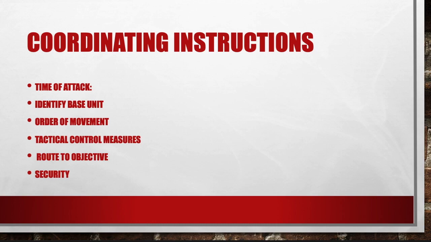Coordinating instructions is the fourth and final subparagraph for execution. This paragraph contains instructions common to 2 or more people in the unit. Items in this paragraph typically include time of attack, identifying the base unit, also known as the main effort, order of movement, tactical control measures, i.e. assembly area, attack position, the line of departure, the assault position, and the objective, the route to the objective, which is the direction, distance, and key terrain features for each leg of the trip, and security.